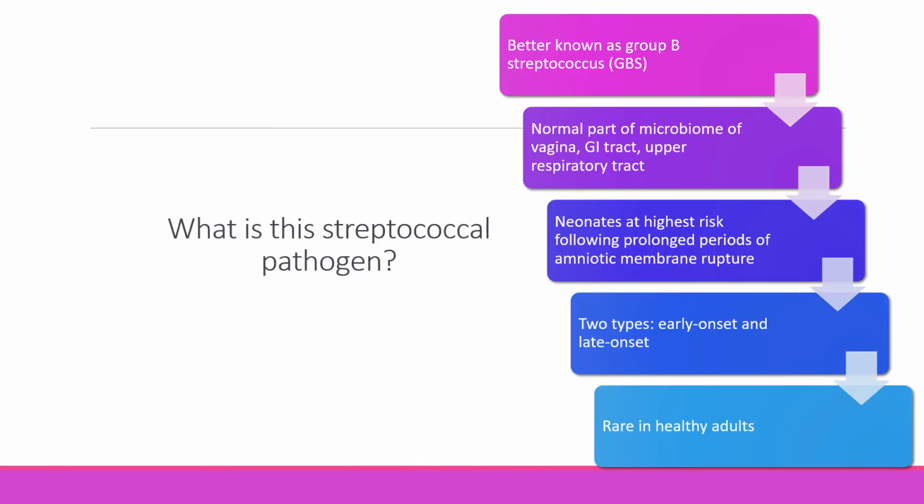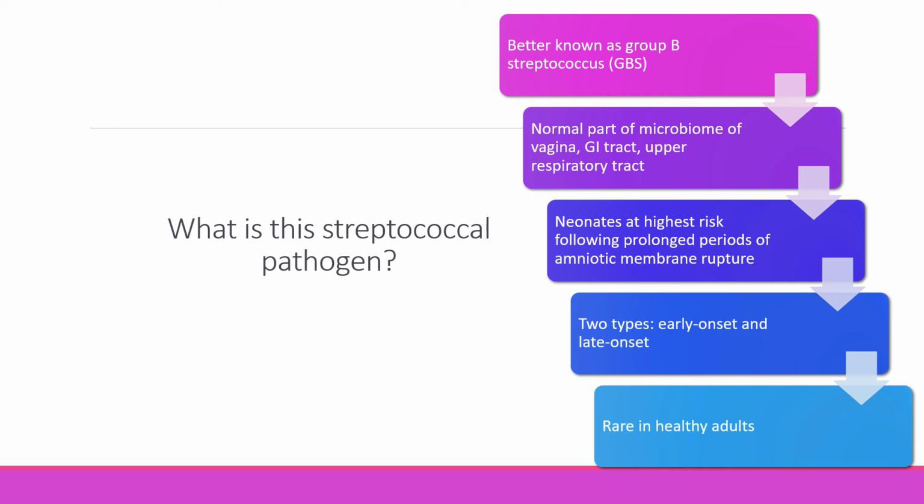Let's see if you can determine what this streptococcal pathogen is by these clues. This pathogen is better known as group B streptococcus, or GBS. It is a normal part of the flora of the vagina, the GI tract, and the upper respiratory system. It is also responsible for causing disease in neonates when they are exposed to amniotic membrane rupture for a long period of time.